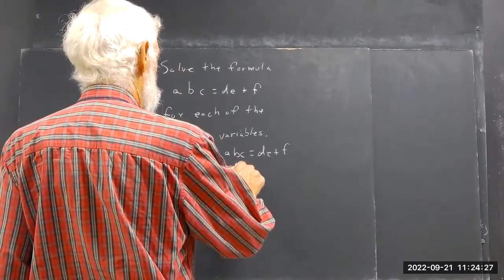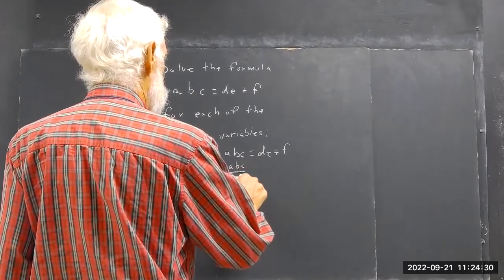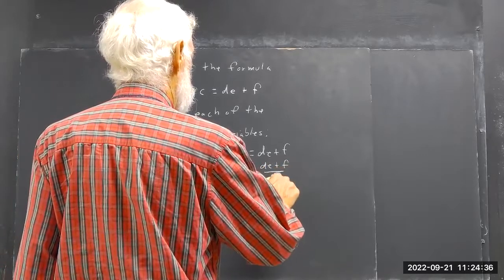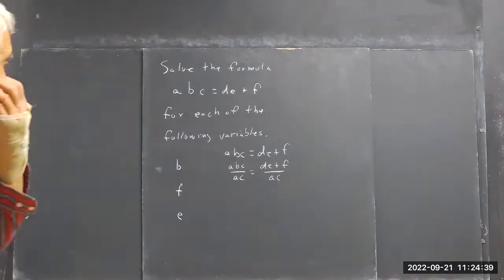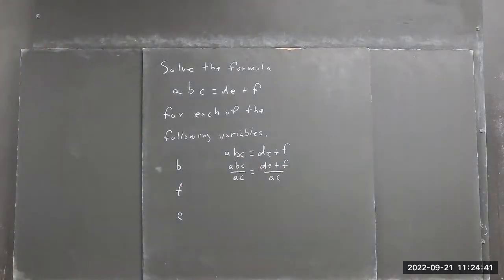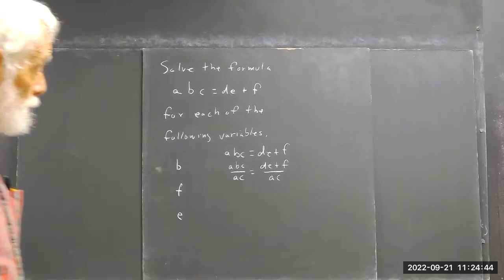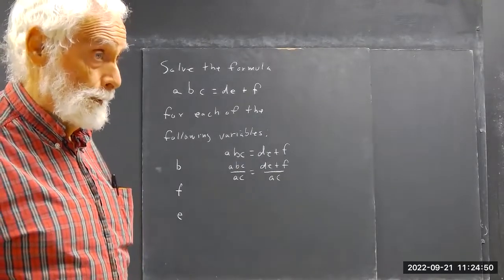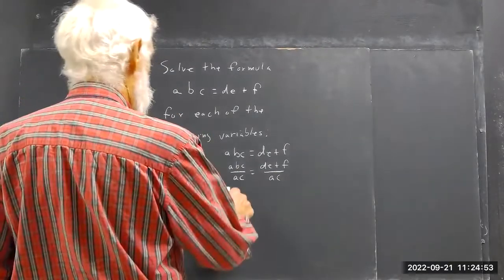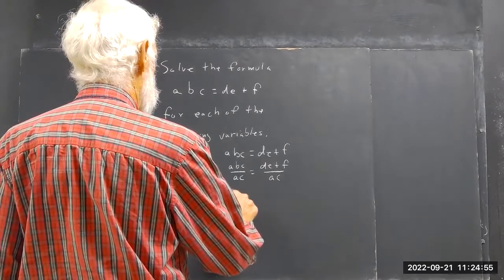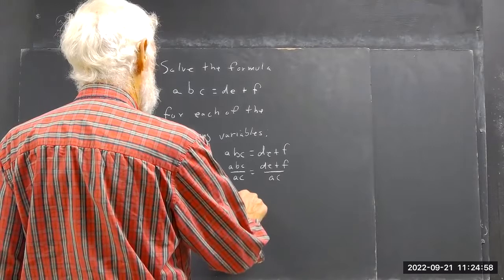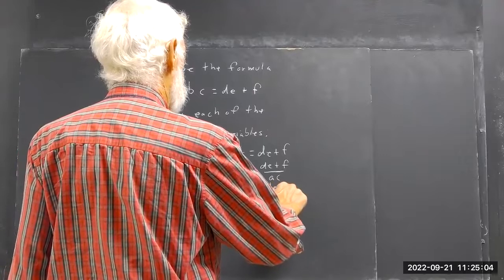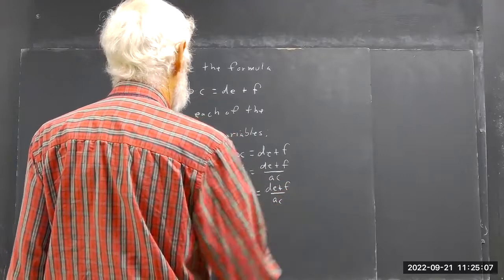Well, we divide both sides by AC. You kind of know that that's going to get rid of B, but you haven't proven it. Okay, but you can rearrange this to AC over AC times B over 1 equals DE plus F over AC.